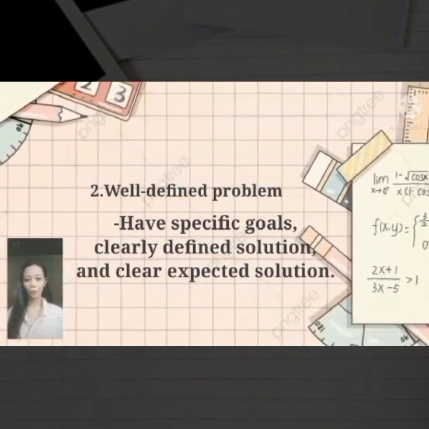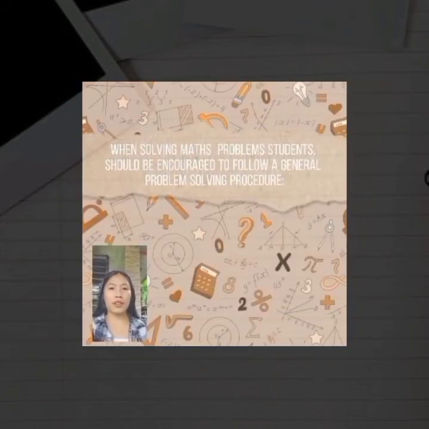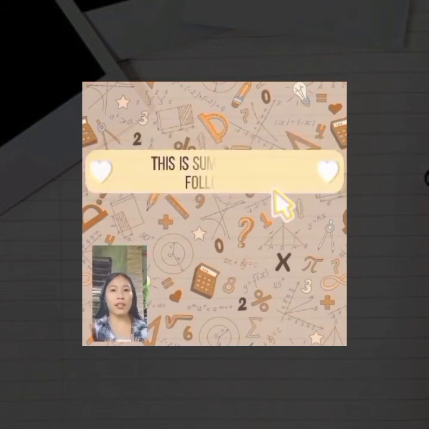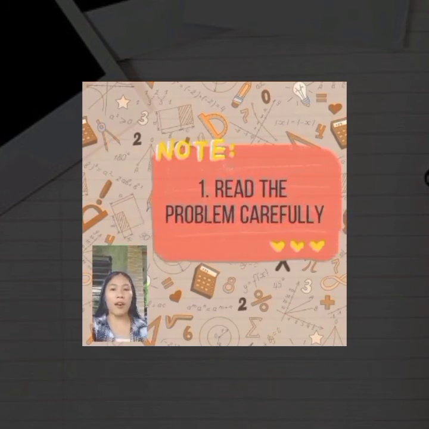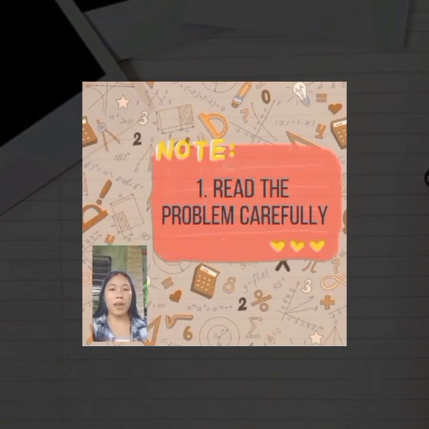Yun lamang, thank you. When solving math problems, students should be encouraged to follow a general problem-solving procedure. This is summed up as follows. Number 1. Read the problem carefully. The first and most important step is to read the problem carefully to understand what is being asked or what is unknown and what information you have been given.